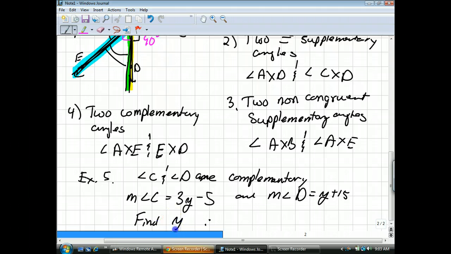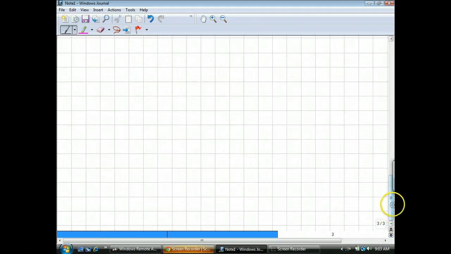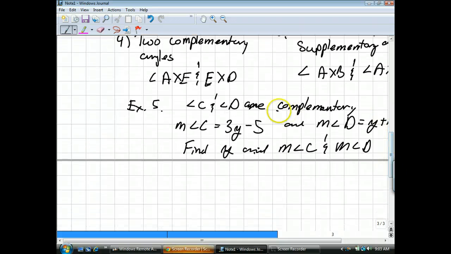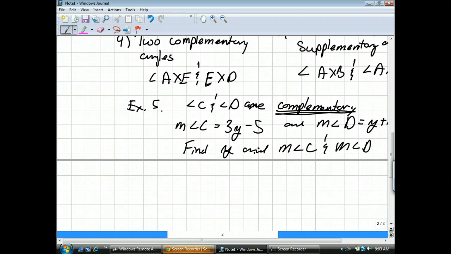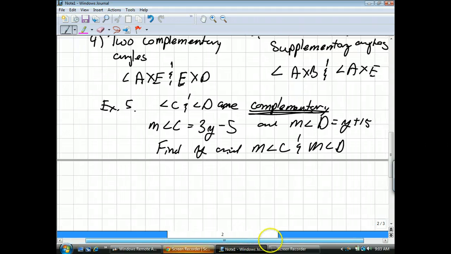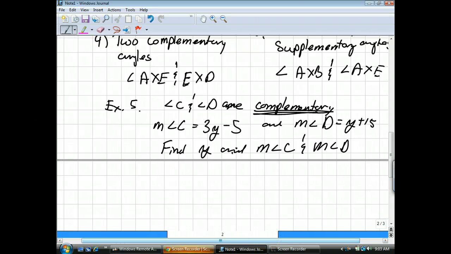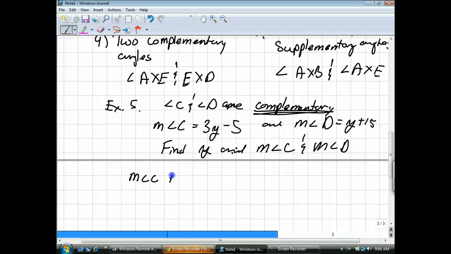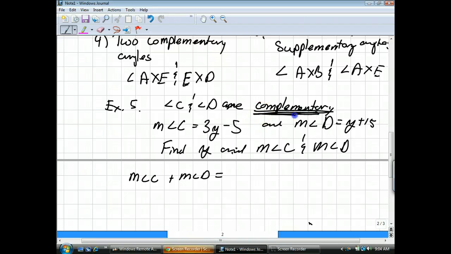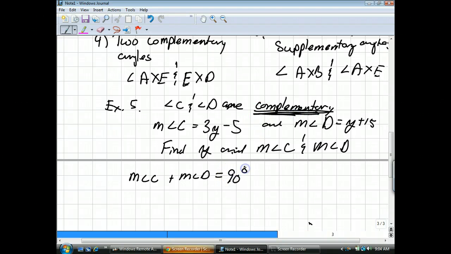Find y and the measure of angle C and the measure of angle D. Okay, well, if they are complementary, that means they have to add up to what value? So we know the measure of angle C plus the measure of angle D has to equal what value? Well, complementary tells me they have to equal 90 degrees.